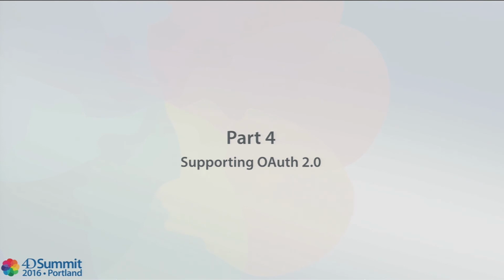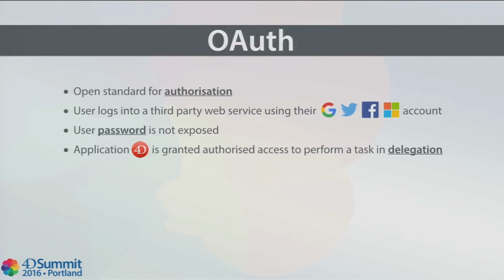OAuth. So what is OAuth? It's a technology for authorization. Auth could infer authentication or authorization. In this context, we're talking about authorization. In other words, the user who has a Gmail, Twitter, Facebook, Microsoft account authorizes the application to do something on their behalf. In this case, to send an email in delegation.